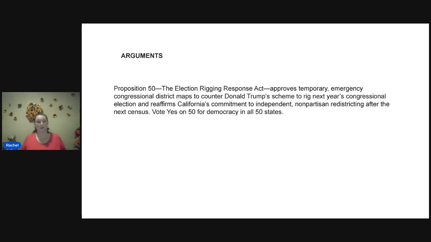Proposition 50, or as they call it, the Election Rigging Response Act, approves temporary emergency congressional district maps to counter Donald Trump's scheme to rig next year's congressional election, and reaffirms California's commitment to independent, nonpartisan redistricting after the next census. Vote yes on 50 for democracy in all 50 states.